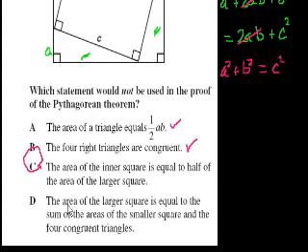Let's see, choice D. The area of the larger square is equal to the sum of the squares of the smaller square and the four congruent triangles. No, that was the crux of the proof. So we definitely use that. So C is our answer. That's the statement that would not be used in the proof.